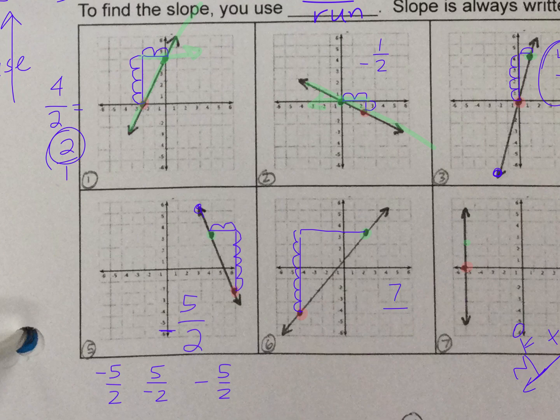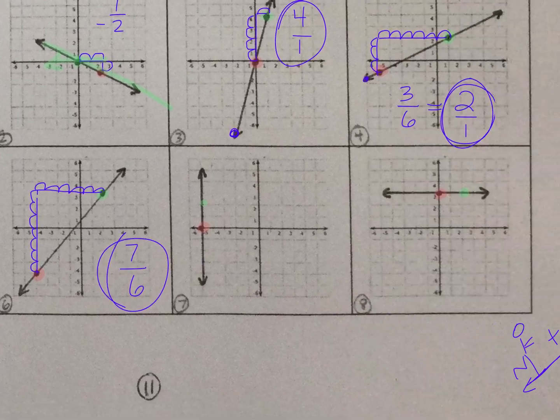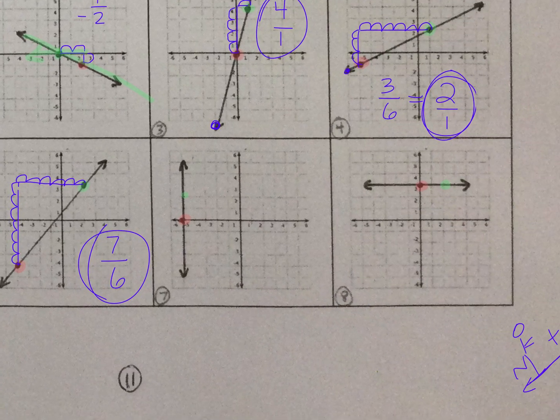And I'm positive, so that's 1, 2, 3, 4, 5, 6. 7 over 6. All right, this one, I can just look at it and I know if it's straight up and down, it's undefined. But I want to show you why.